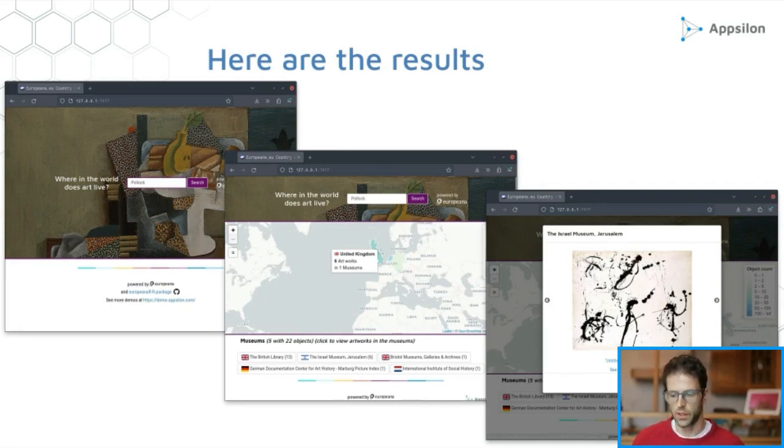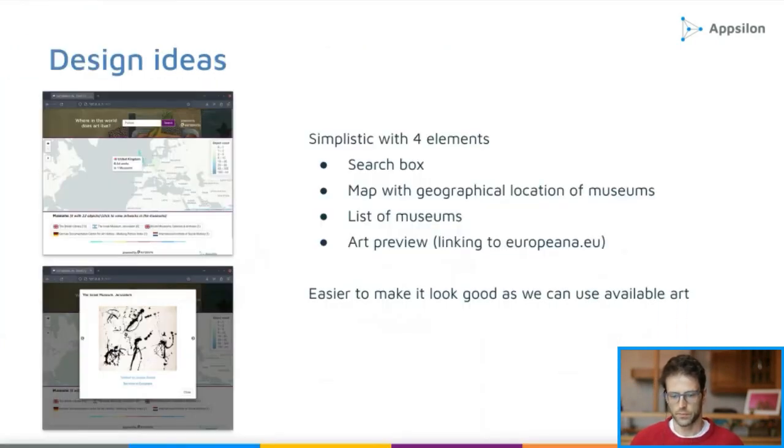For that, we are using a map and a way to visualize the artwork itself. The design ideas are very simplistic, so it is easy to work on this application from a styling point of view, as it uses art, and art is always beautiful to watch. So we focused on that. It has a search box, a map with a geographical location of the museums, a list of museums that is clickable, so we can see the art in those museums, just as if we were doing a virtual tour of the museums.